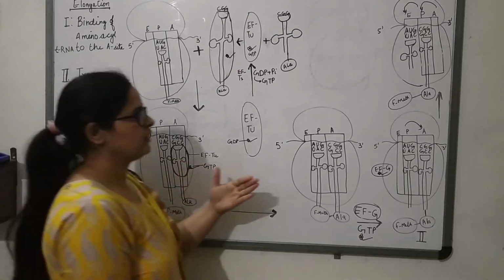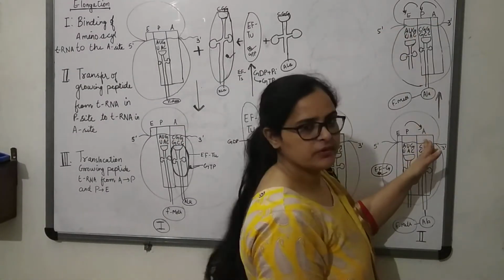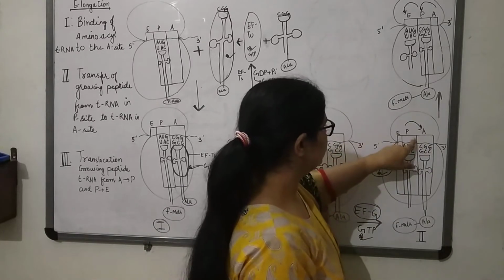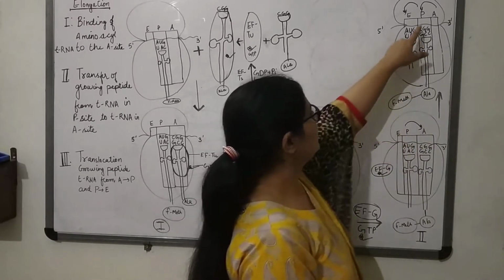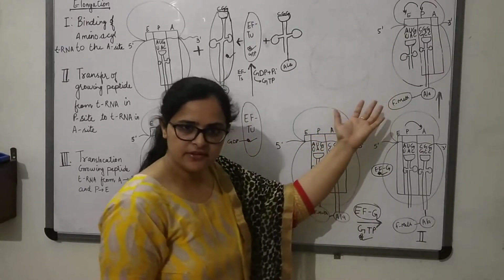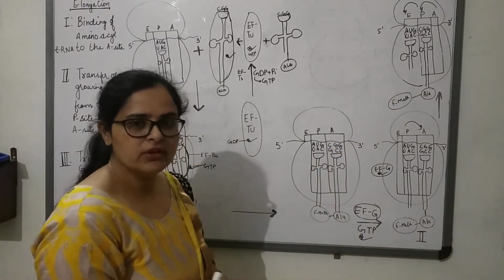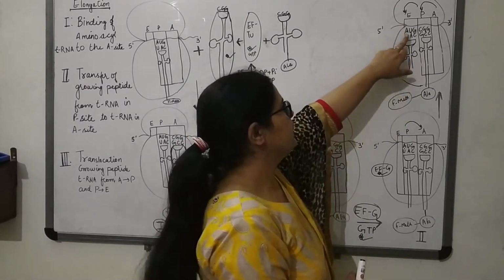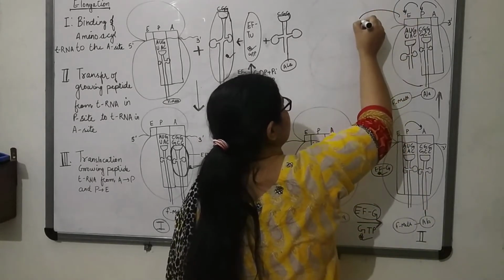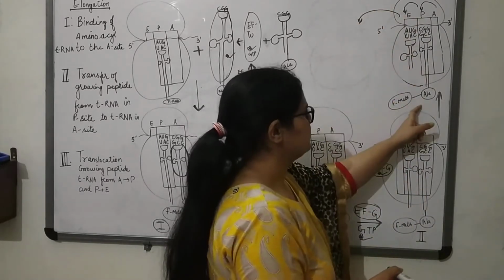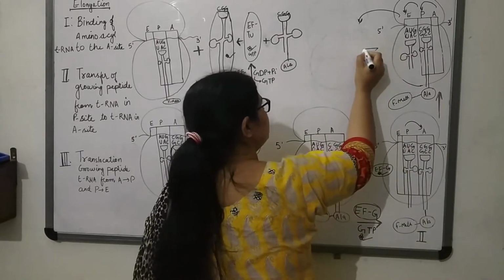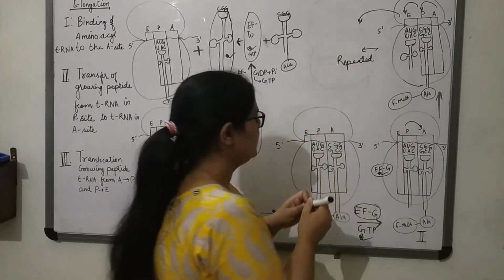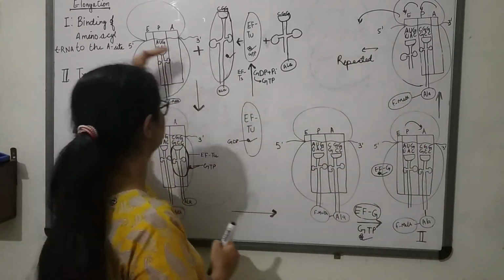So according to translocation, all the material which is present in the A will transfer to the P, and all the material which is present in the P will come to the E. And E is the exit site. So what is the function of the exit site? There is no amino acid in the E site, the exit site, so it will come out from the assembly. And we have the newly synthesized polypeptide chain. And this is the step which is further repeated. So similarly, one by one, all the 3 steps will repeat.